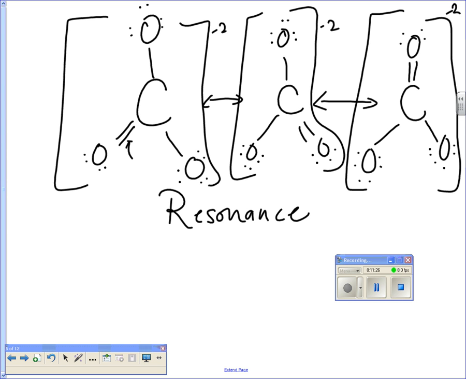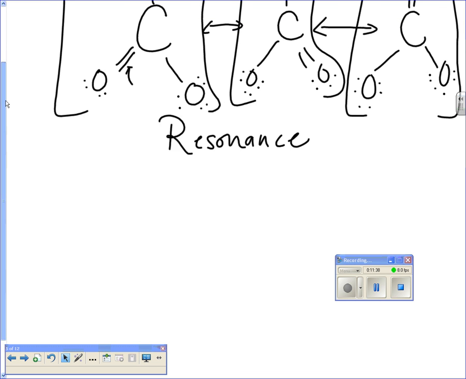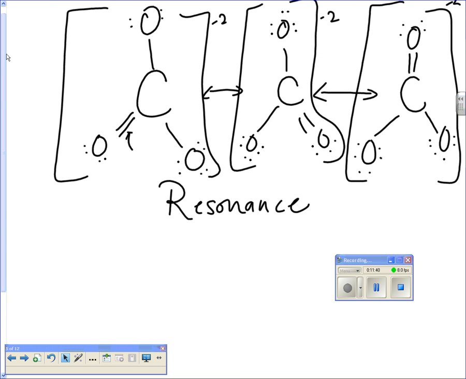Well, the last question, if we go back to it, just asked you to calculate the formal charge for this compound and just see if it really makes sense. So I'm just going to do that right here. For formal charge, I'm going to take a look at just this first resonance structure, and we're going to calculate the formal charge for each element.